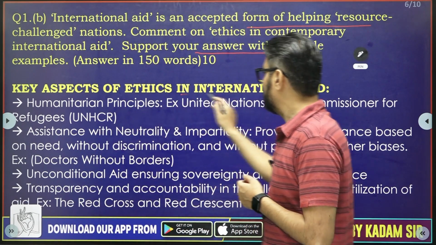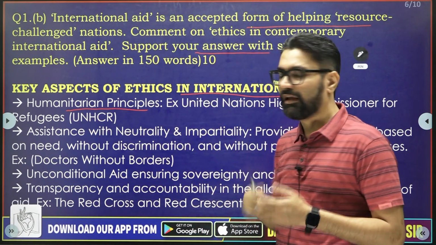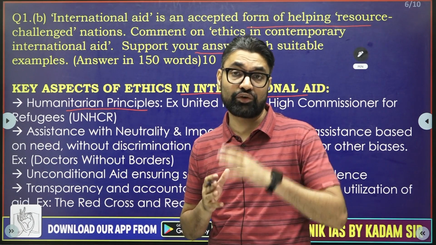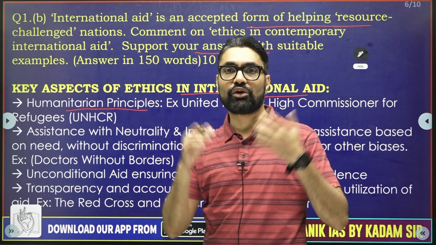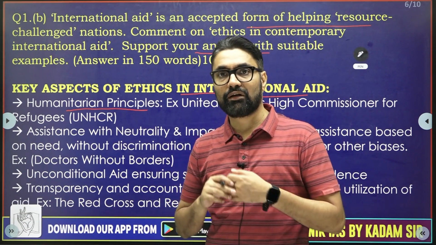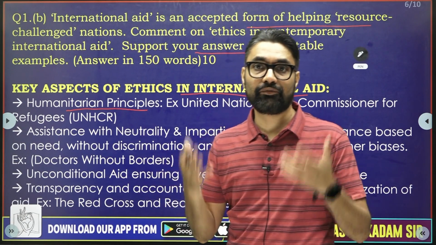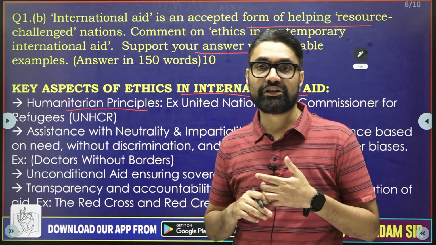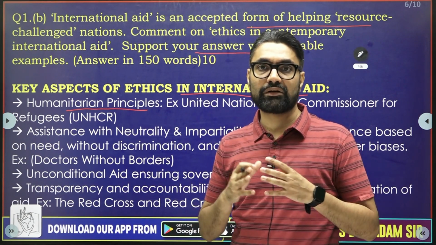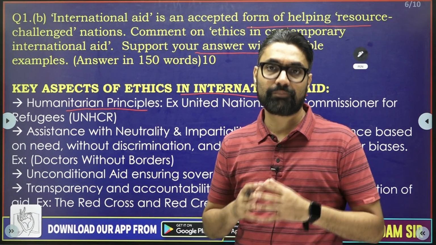So, key aspects of ethics in international aid. The first aspect is the humanitarian principle. Largely, the help that is given in international aid is based on a humanitarian perspective, that we all belong to one humanity, or Vasudhaiva Kutumbakam, as we call it in India. We are all human beings related to each other, like the universal brotherhood parameter. And this is the most important parameter of ethics in international aid, that is, the humanitarian principle.